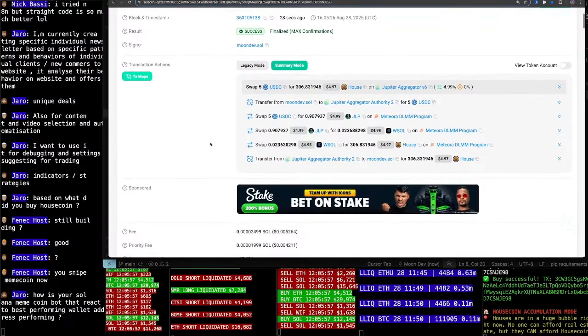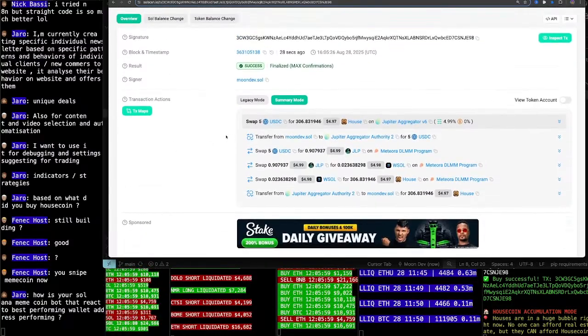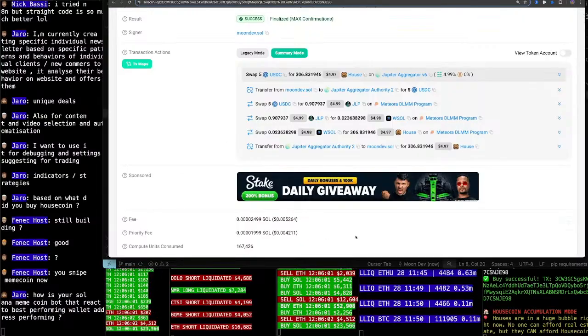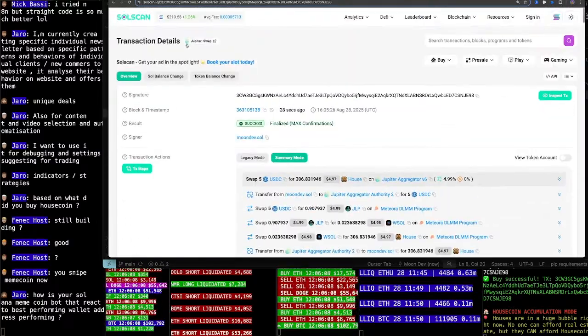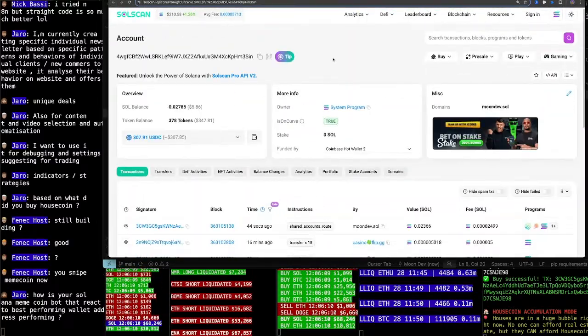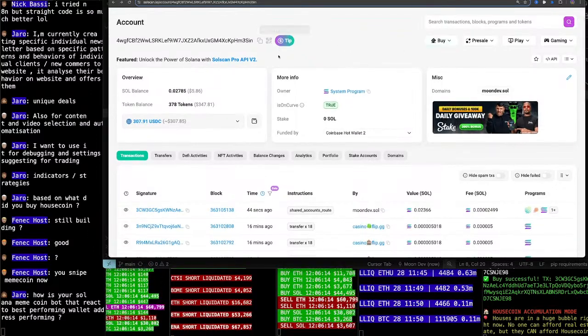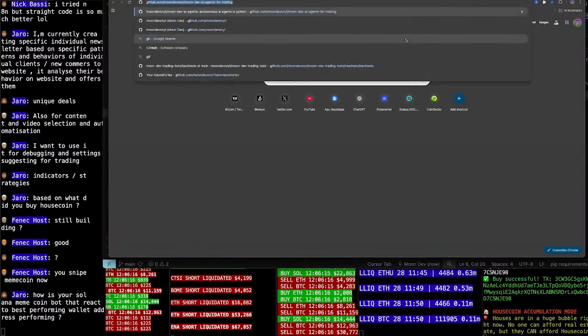Again, everything I'm just building for myself, showing you live. Okay, we witnessed the second buy here. So I'm going to play with the size. Obviously going to increase the size, but I don't want to encourage anybody to do anything crazy here. So let's go ahead and see if we got the GitHub up there.